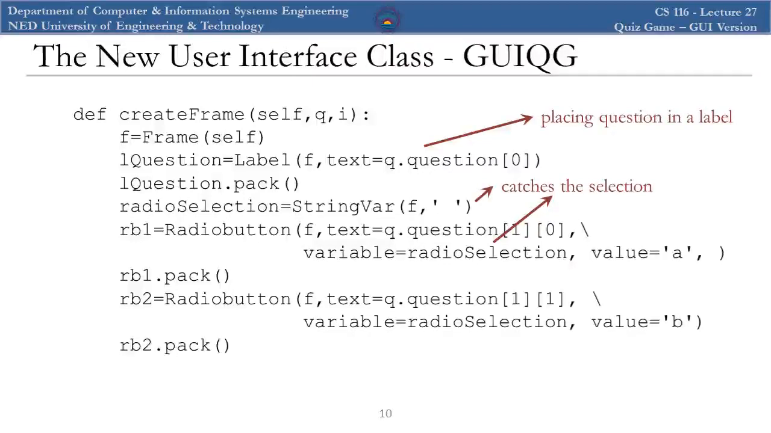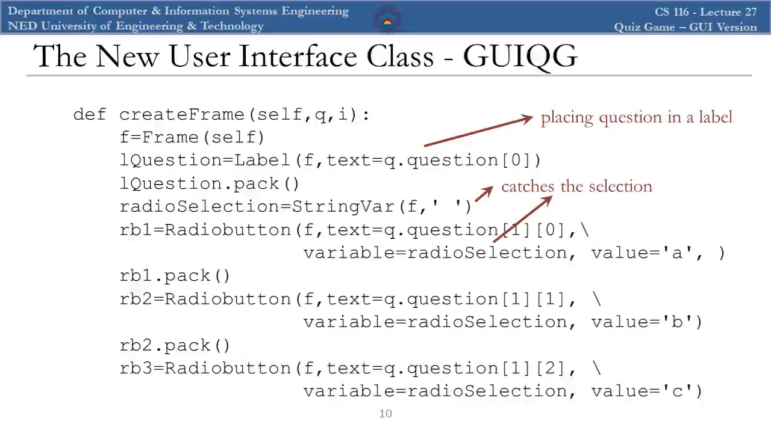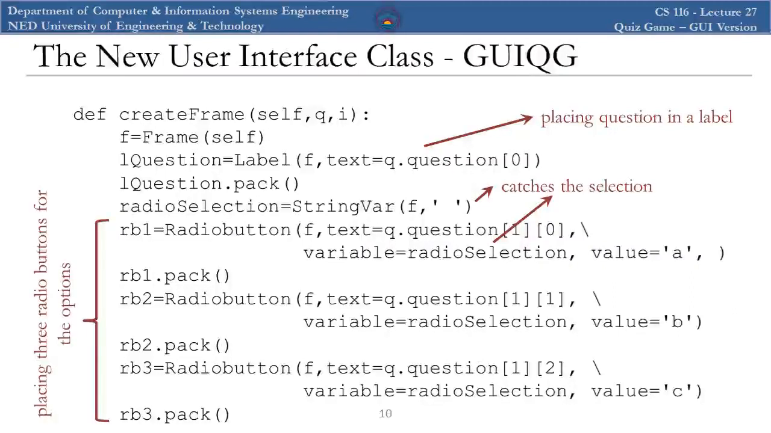And let's pack it to the frame and create a third button, because we have three options. Now you see again I've changed the name of the radio button and I have changed the option to be displayed on that radio button, and I have selected value C for it. So if this option is selected, then radio selection will hold C, and I'm packing it into the frame. So these are the three radio buttons that I'm placing on my frame, right?